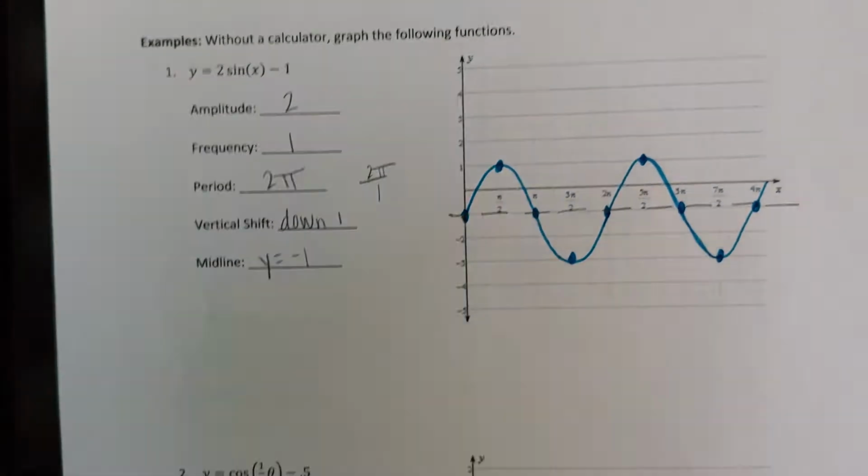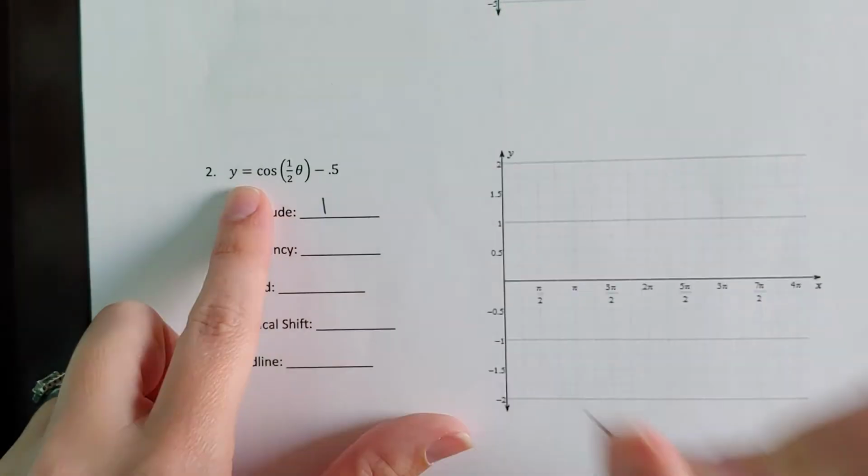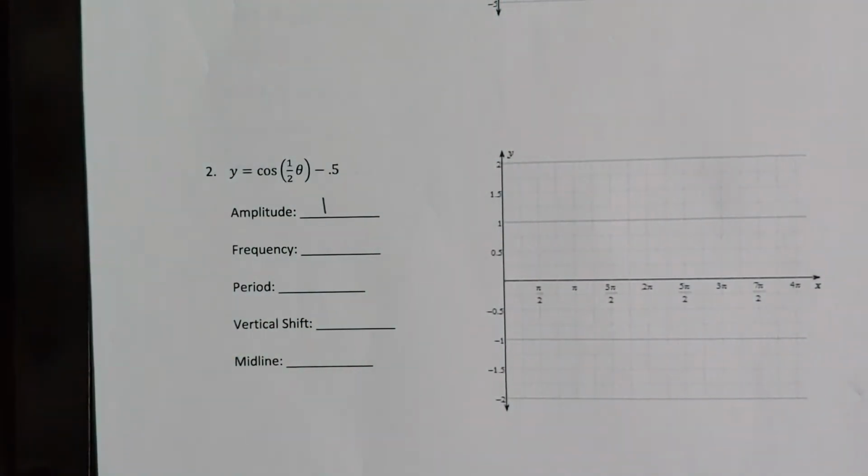All right, let's look at the second one. The second one is y equals cosine of 1/2 theta minus 0.5. So the amplitude is just 1. There's nothing in front of cosine. There's just a 1 there. We don't write the 1. And so the amplitude is 1.